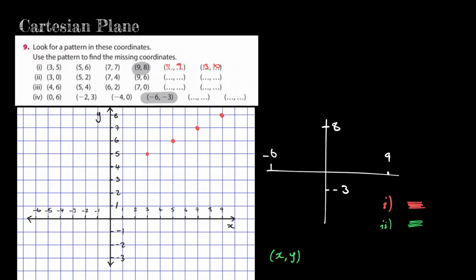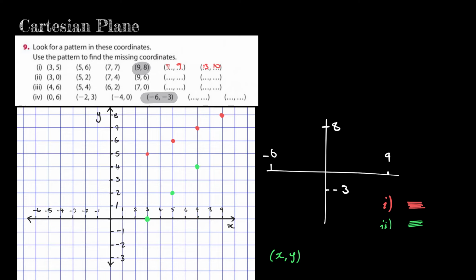Right? So the first part there is 3, 0. So we'll go to 3 and we'll go to 0, which ends up being there. We'll go to 5, 2. 5, 2 is the next one. So go to 5, go up 2. So 5, 2 is going to be here. We'll go to 7, 4. So go to 7 and go up 4, which is going to be here.